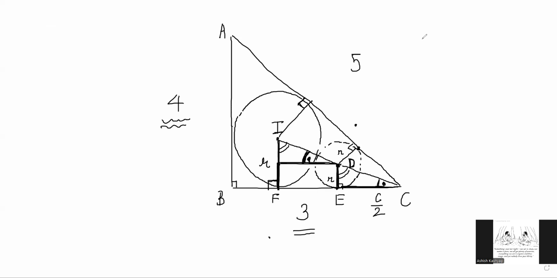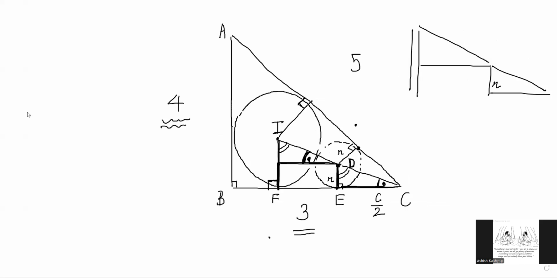Now focus your attention on the triangle here. We have this sort of a situation happening. This was the radius of the second circle and this was the in radius. So I should label it differently.